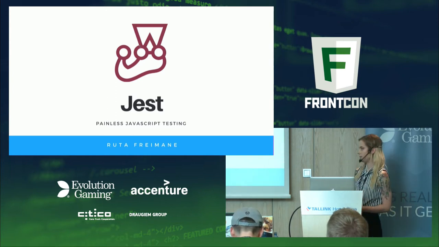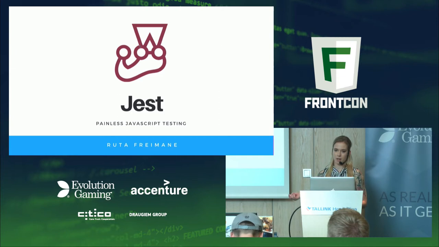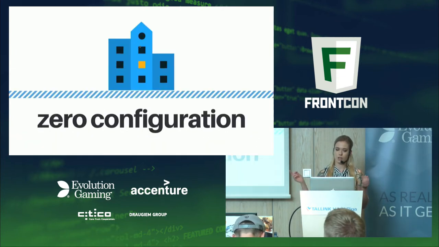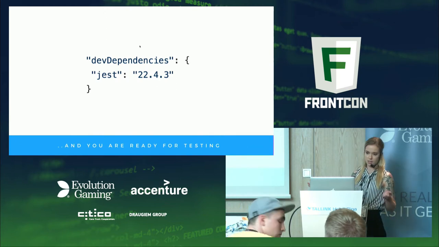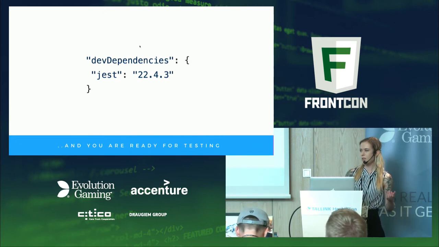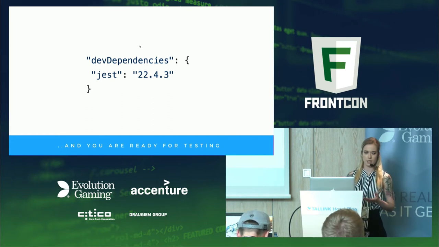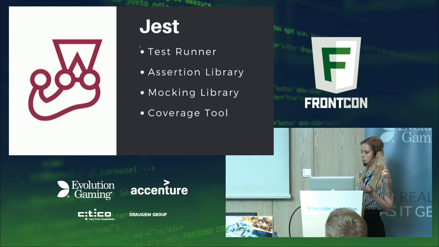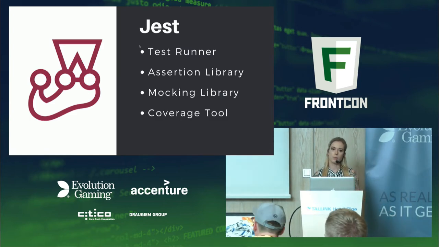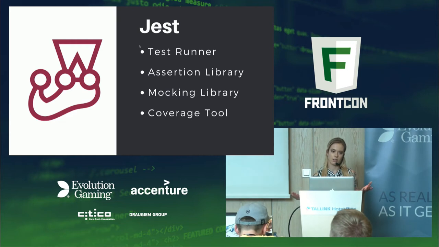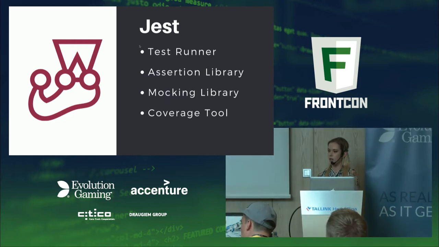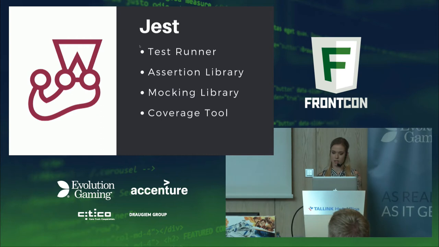So what is Jest? Jest is a JavaScript testing framework introduced by engineers of Facebook. With this zero configuration idea, they encourage more developers to write unit tests. Because this is all you need to start writing your tests. You don't have to spend a lot of time figuring out setup and installing all the dependencies, because Jest comes with test runner, assertion library, mocking library, and coverage tool already included. Which is, of course, great if you're only testing JavaScript functions.